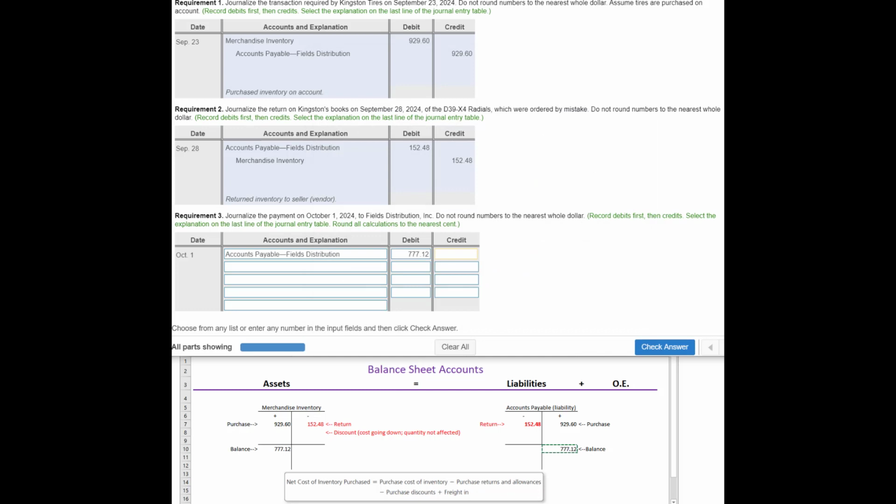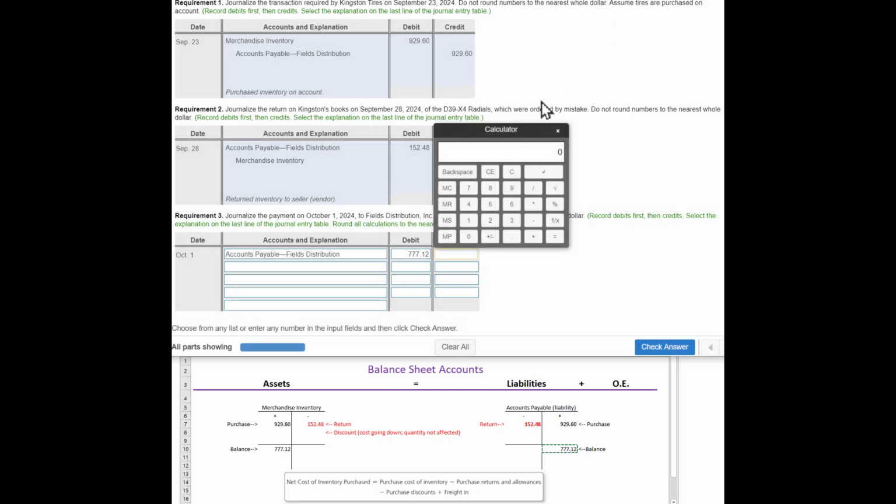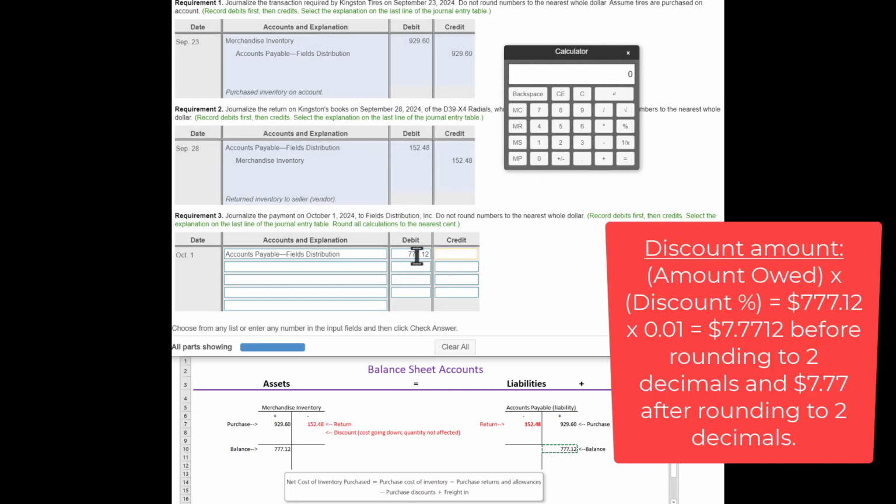So let's calculate the discount. The discount is going to be based on the amount owed, $777.12, times a whopping 0.01. So 0.01 is 1%. So we're going to save $7.77. So let me write this down so I don't forget. $7.77 is the discount.